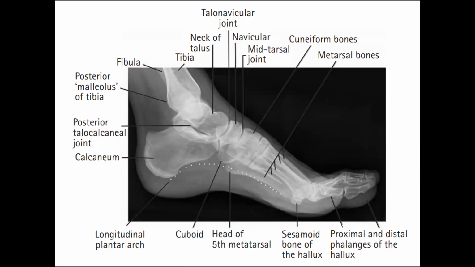This is the lateral radiograph of the foot, where we can see the longitudinal plantar arch and all 5 metatarsal bones, but they are overlapping each other. This is the sesamoid bone, and these are the bones of the phalanges. Again, the tarsal bones overlap with each other. In this view, we can have a better look at the calcaneus and the subtalar joint. Of course, we can see the posterior malleolus, and we can have a slight view of the lower end of the tibia articulating with the talus.